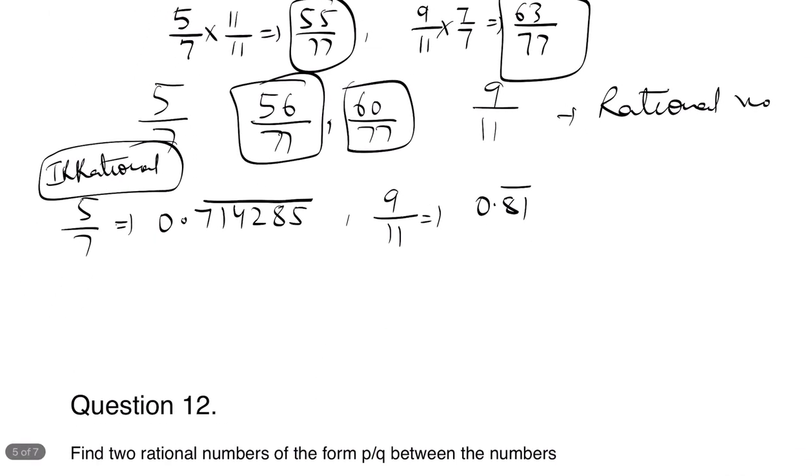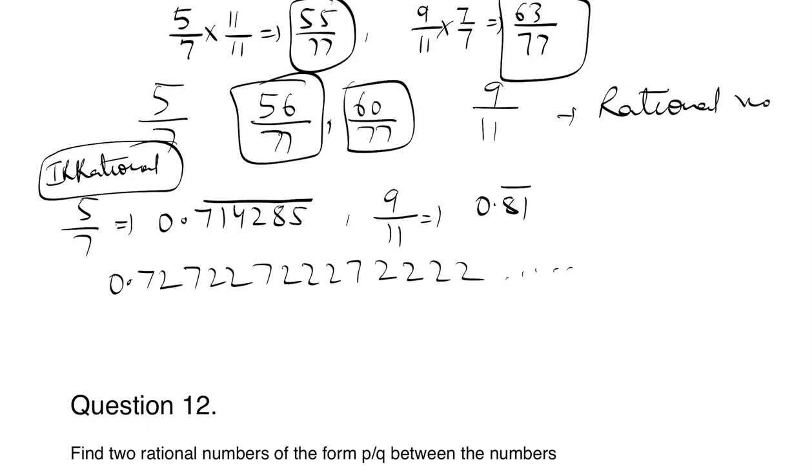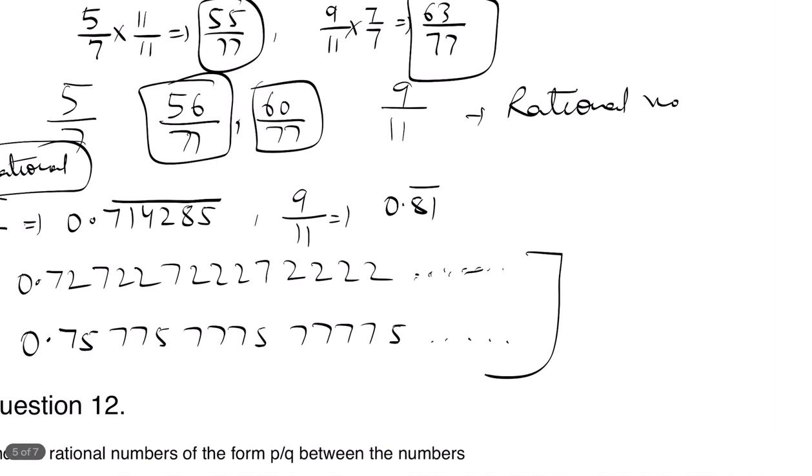So the two irrational numbers may be 0.72, 722, 7222, 72222. This is a non-terminating and non-repeating decimal number. Another number is 0.75, 775, 7775. This is also a non-terminating and non-repeating decimal number. So this is an irrational number.